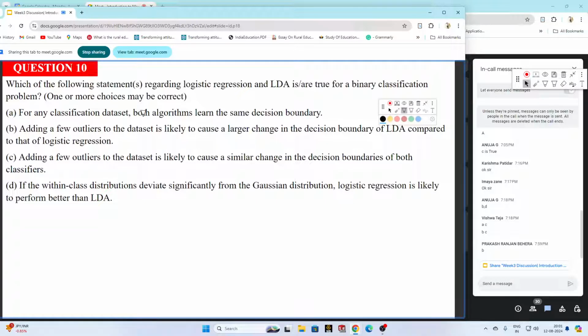Which of the following statements regarding logistic regression and LDA is true for a binary classification problem? Option A: for any classification dataset, both algorithms learn the same decision boundary. Option B: adding a few outliers to the data is likely to cause a larger change in the decision boundary of LDA compared to logistic regression. Option C: adding a few outliers to the dataset is likely to cause a similar change in the decision boundary of both classifiers. Option D: if the within class distribution deviates significantly from the Gaussian distribution, logistic regression is likely to perform better than LDA. So, any guesses for this? You can guess this also, I think.